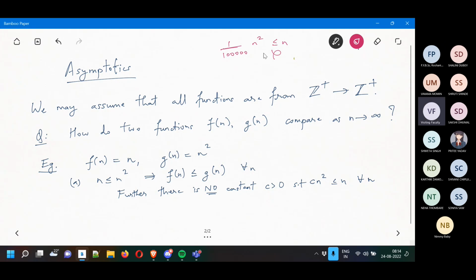All right. So this inequality is not going to be valid for all n at any point of time, no matter how small a constant you choose. It doesn't matter. So you can never bound n below by n square. Okay. Therefore, g is larger. It's also strictly larger. Even after allowing scaling, g cannot be made smaller than f. Therefore, g is strictly larger.